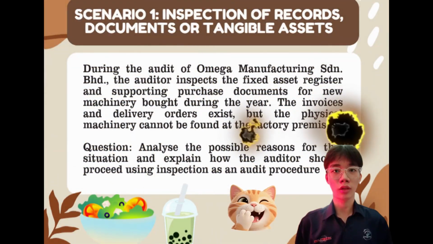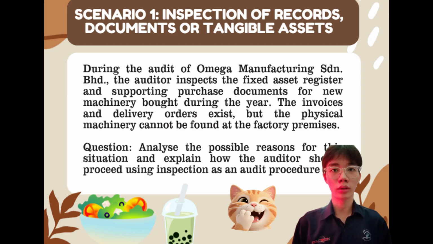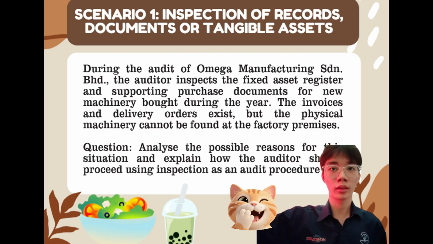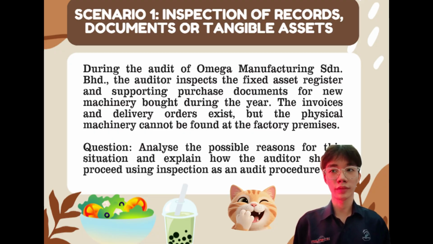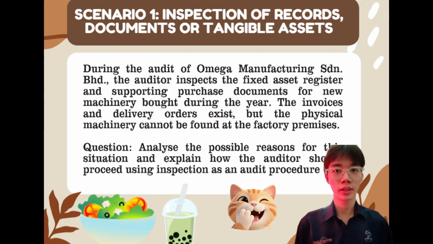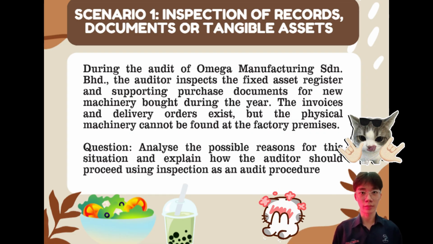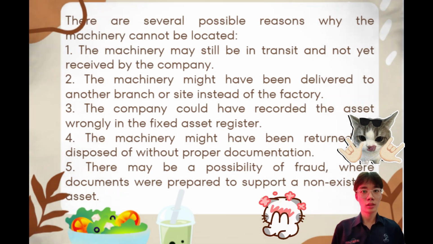Scenario 1. Inspection of records, documents, or tangible assets. During the audit of Omega Manufacturing Sdn Bhd, the auditor checks the fixed asset register and the supporting purchase documents for the new machinery purchased during the year. The warehouse and delivery records are available, but the physical machinery cannot be found at the factory premises. There are several possible reasons why the machinery cannot be located.